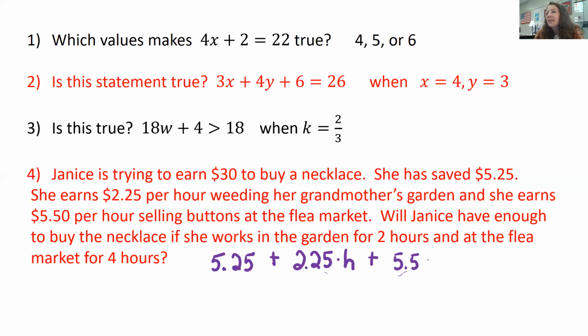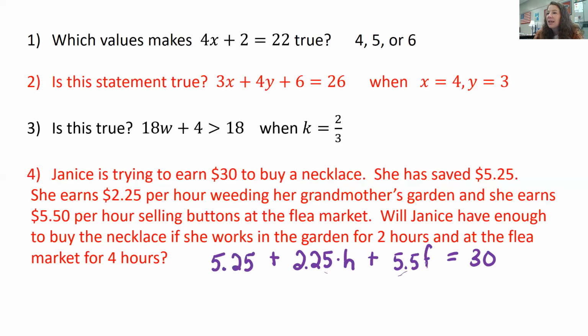So I'm going to let this equal F for the number of hours at the flea market. So H means the number of hours she's working at her grandmother's. F is the number of hours she's working at the flea market. In order to have enough for the necklace, all right? So let's look at our equation. She starts out with $5.25. She's going to earn $2.25 per hour at her grandmother's, plus $5.50 per hour at the flea market.